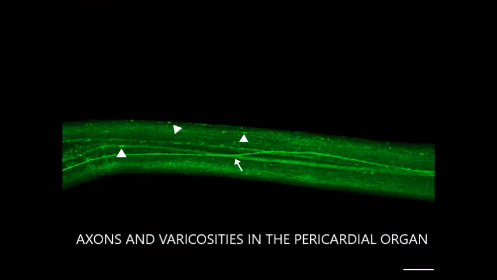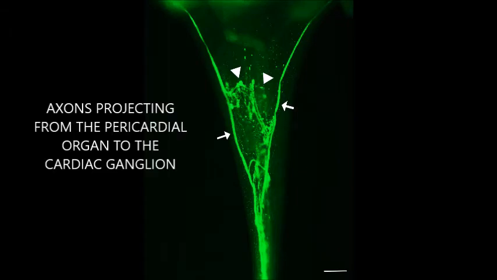The presence of varicosities in the pericardial organs suggests that GABA could be released here in a hormonal fashion. The fibers running into the cardiac ganglion suggest that GABA could be the neurotransmitter of one of the cardioregulatory fibers.